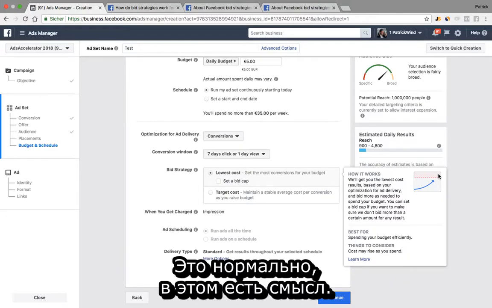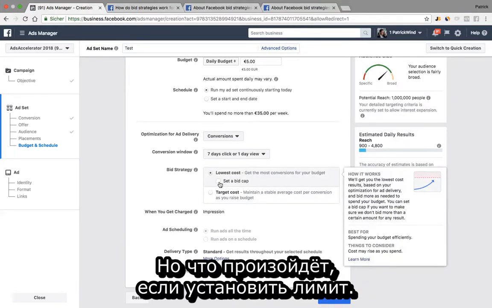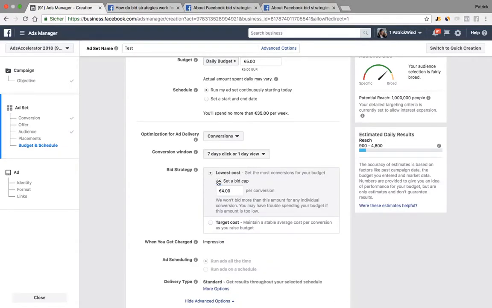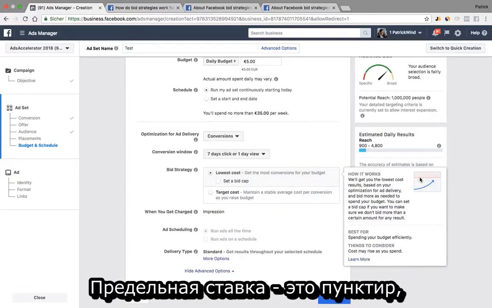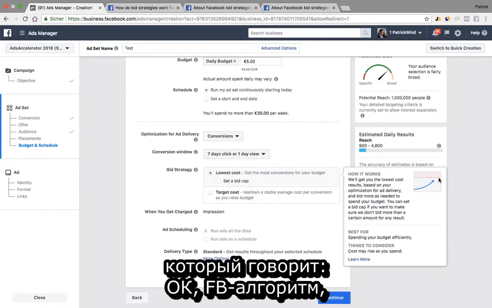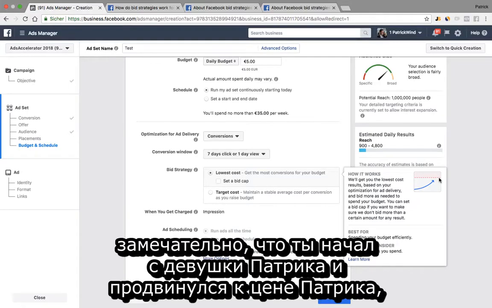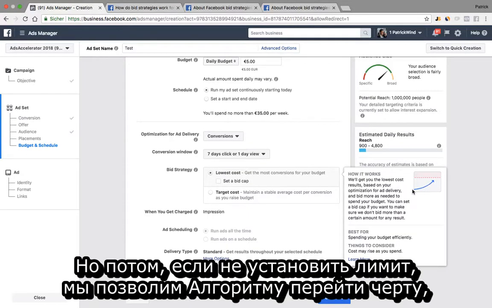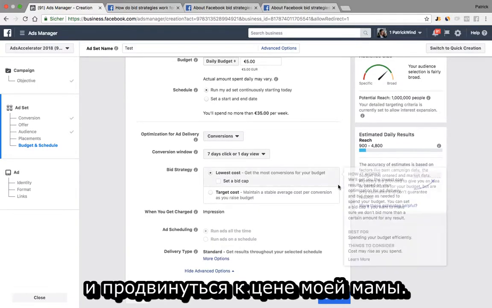So that's good, that makes sense. But what would happen with a bid cap? With a bid cap we can set 4 euros per conversion, 8, or whatever we want. A bid cap basically is this dotted line here, that says, okay Facebook algorithm, it's all good that you start with Patrick's girlfriend, and then you go to Patrick, and then you search for all the others. But if you don't set the bid cap, we would allow it to cross this area here and enter also the area where my mom is, for example.